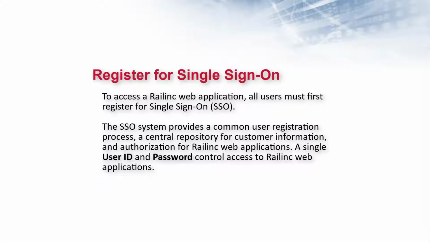To access a RailLink web application, all users must register for SSO. This is the next step in the process of registering for DDCT access when you already have an established RailLink Company Identifier. The SSO system provides a common user registration process, a central repository for customer information, and authorization for RailLink web applications. You can use a single user ID and password to access all of your RailLink web applications.